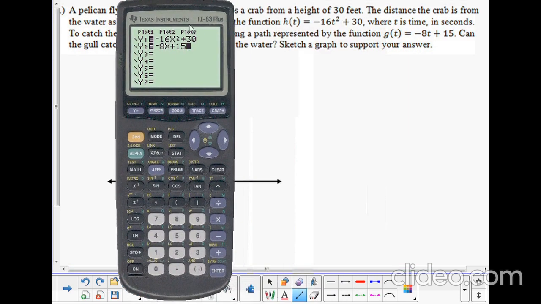I'm going to leave my window from 0 to 10 on the x for right now. I'm going to hit zoom and go down to zoom fit to see if I get a good picture of this. That's a lot more than I need. I don't need negative height here. So I'm going to reduce my window to go from 0 to, let's say, 4, and then zoom fit. This is a lot better, still a lot more negative than I need, but now I'll adjust my window to a y minimum of 0, and that's good enough.